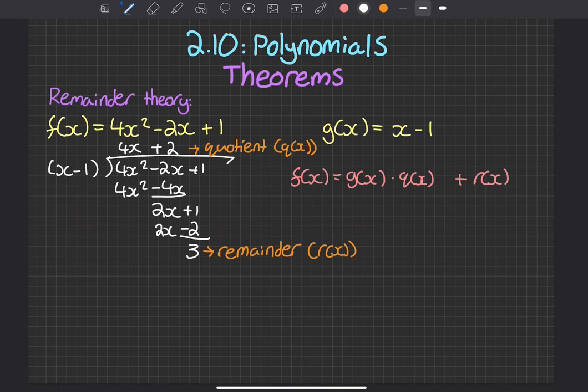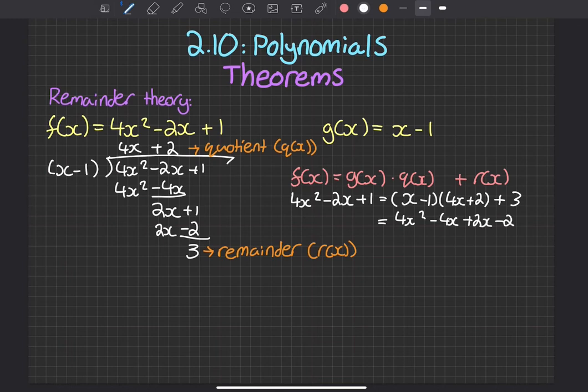And we can just prove this real quick, where f of x is 4x squared minus 2x plus 1. And we said this would be the product of x minus 1 and 4x plus 2, plus the remainder, which is 3. And we expand the brackets, we have 4x squared minus 4x plus 2x minus 2 plus 3. The remainder stays outside. And we combine all like terms and we have the same equation, right?